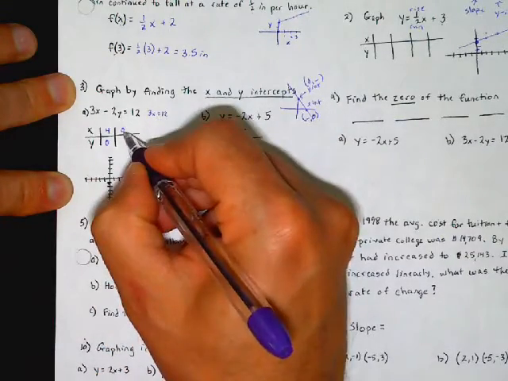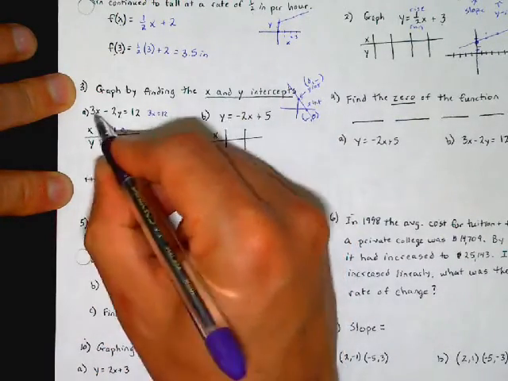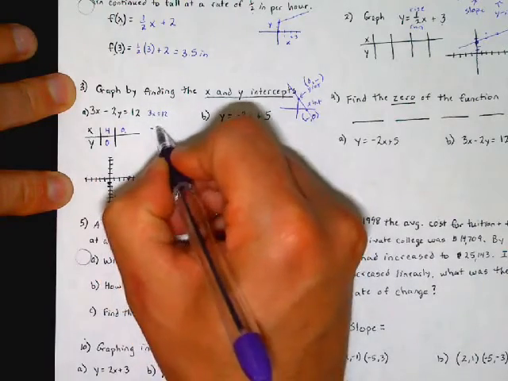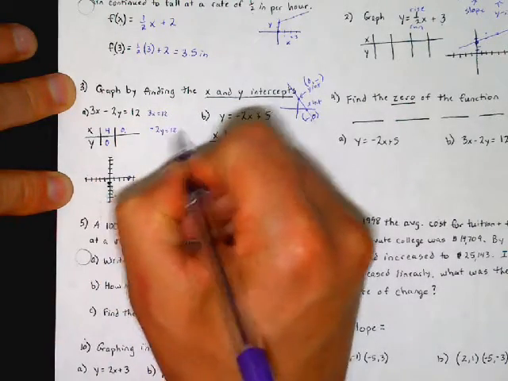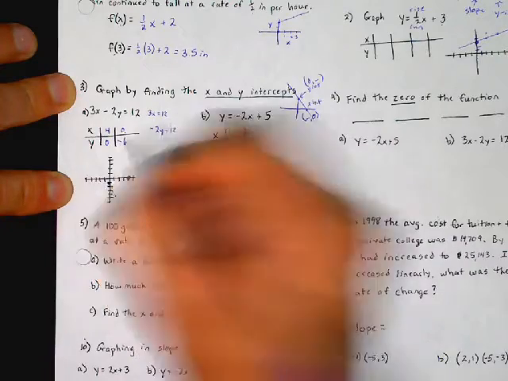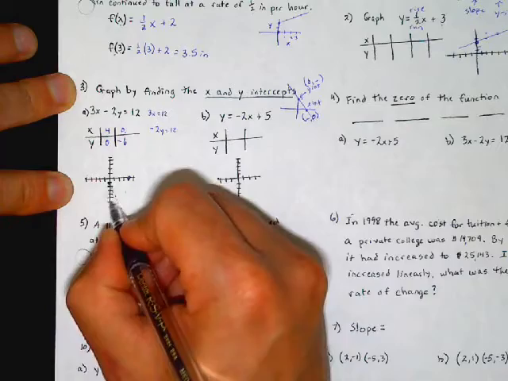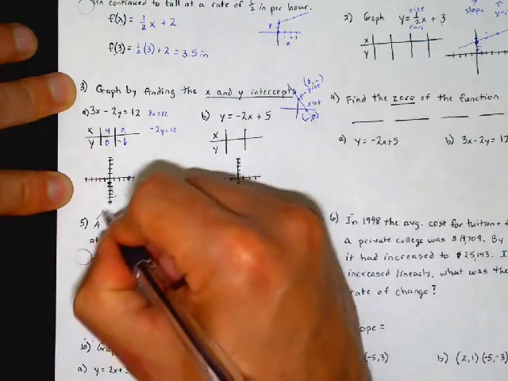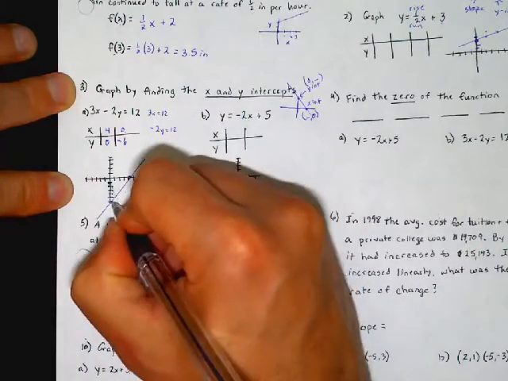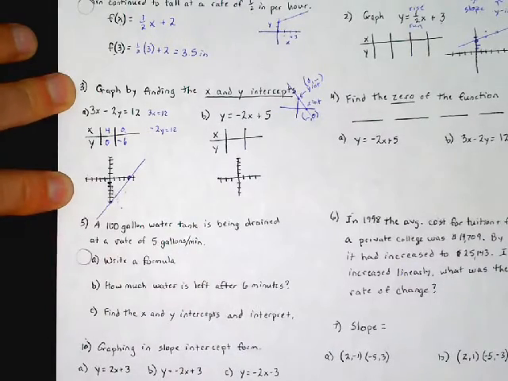To find my y-intercept, I set the x equal to 0. So 3 times 0 is 0. So I'm left with negative 2y equals 12. Divide by negative 2, I get negative 6. So that point is (0, -6). So if I know this is my x-intercept and that's my y-intercept, that gives me my line.